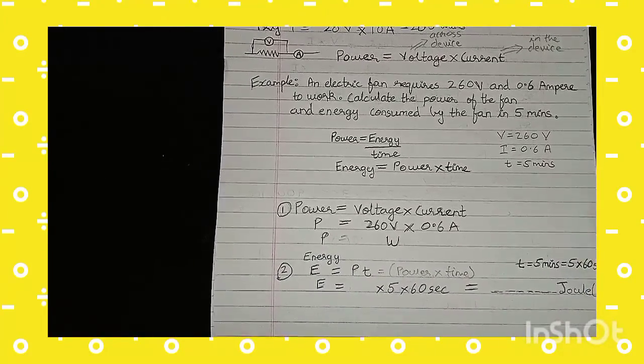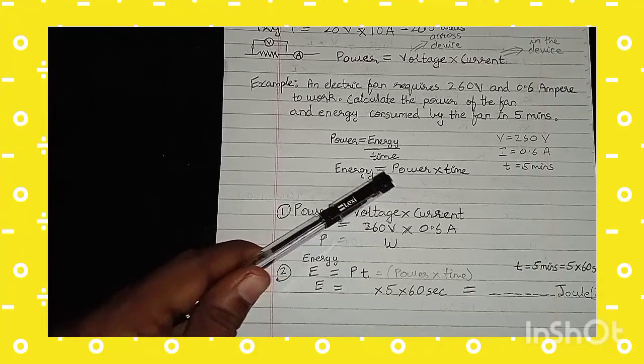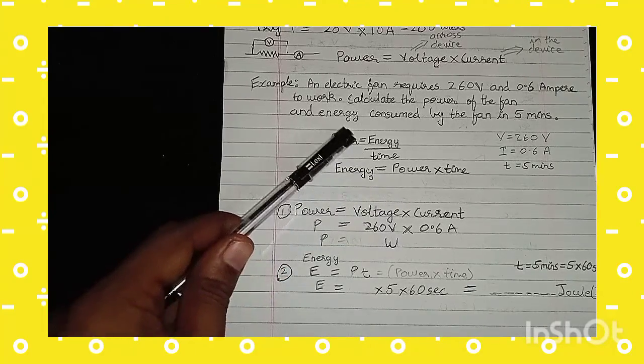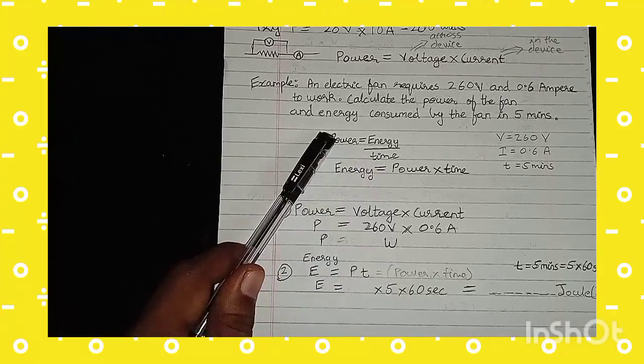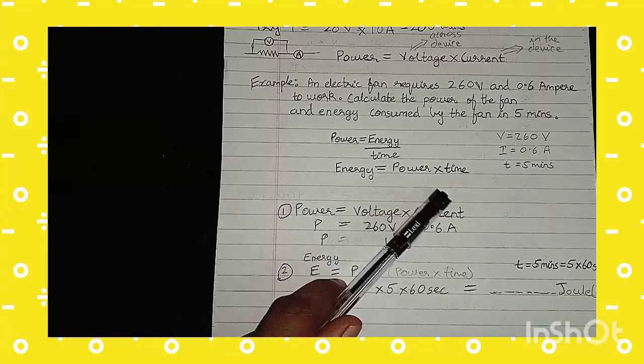An electric fan requires 260 volts and 0.6 ampere to work. Calculate the power of the fan and the energy consumed by the fan in 5 minutes. So you are already aware that power is equal to energy by time. We would like to find out energy. So energy would be, if you cross multiply this, time you take in the numerator, you multiply, so you will get energy is equal to power into time.